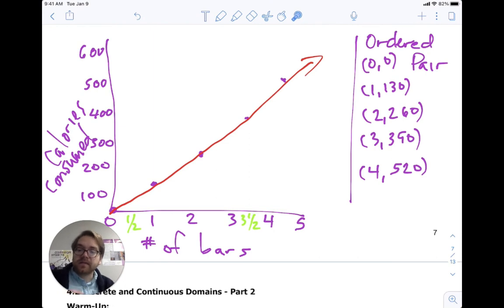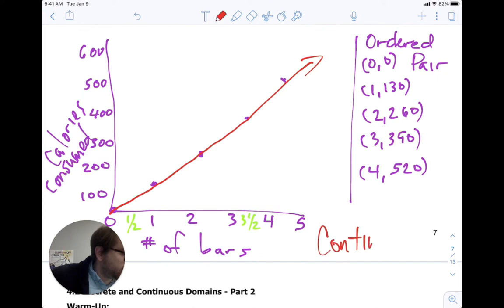And so this domain, we would say, is continuous. This is a continuous domain because I don't need just 1, 2, 3, 4, 5 bars. I can need a whole bunch of different range of bars, right? And so we would say this is a continuous domain because I can eat all these different parts of a cereal bar. Now, do you eat that way? Probably not. But in this situation, we can say that there are domains other than 1, 2, 3, and 4.